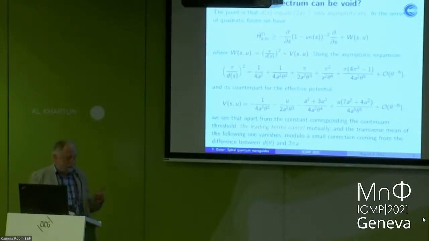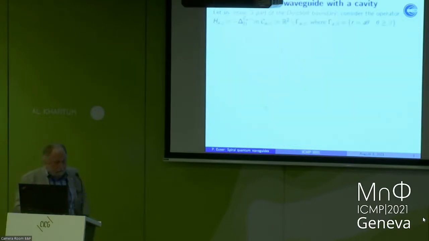And since the width of the region is changing, these two have to be summed. And as you see, the first term is just the threshold of the essential spectrum, and the next two terms in the expansion are exactly the same with the opposite sign. They cancel themselves. And moreover, if you go one order further, then you get not a cancellation, but cancellation in the mean. So this indicates that there might not be a discrete spectrum at all.